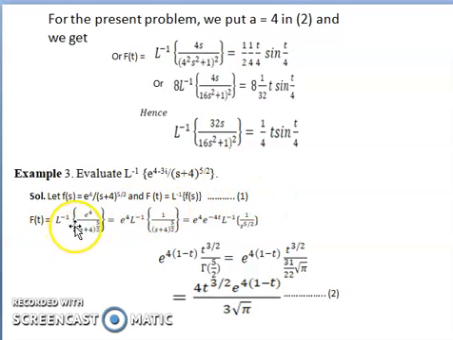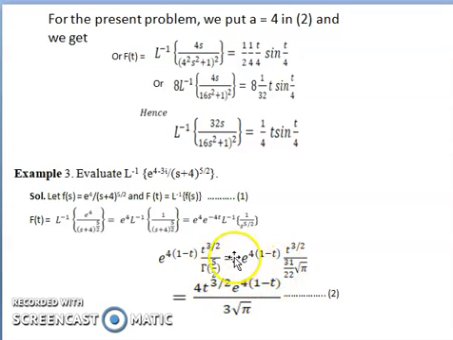Therefore f(t) equals L inverse of e to the power 4 divided by (s plus 4) whole to the power 5 by 2, which can be written as e to the power 4 L inverse of 1 by (s plus 4) whole to the power 5 by 2. So it becomes e to the power 4 e to the power minus 4t L inverse of 1 by s to the power 5 by 2. After simplification of this part, it becomes e to the power 4 of (1 minus t), and L inverse of 1 by s to the power 5 by 2 becomes t to the power 3 by 2 upon gamma of 5 by 2.